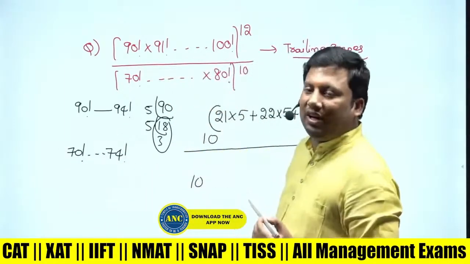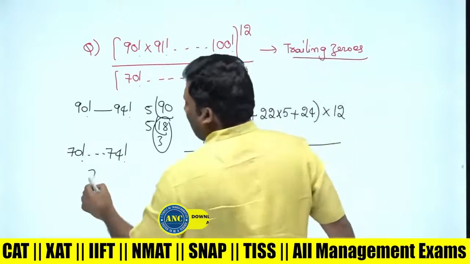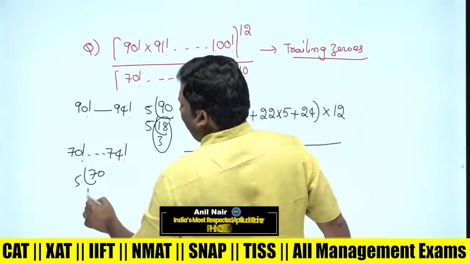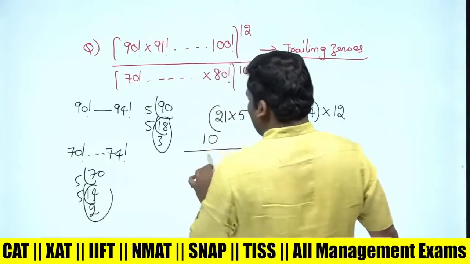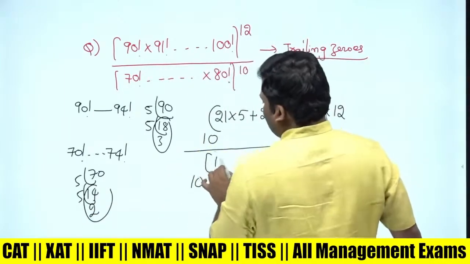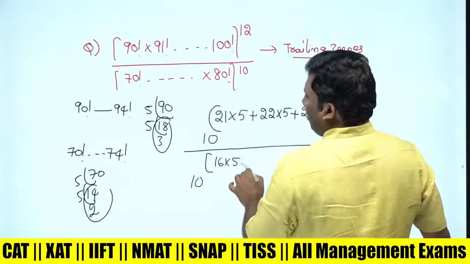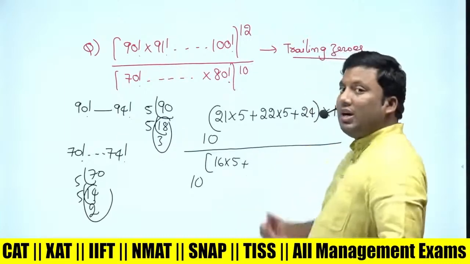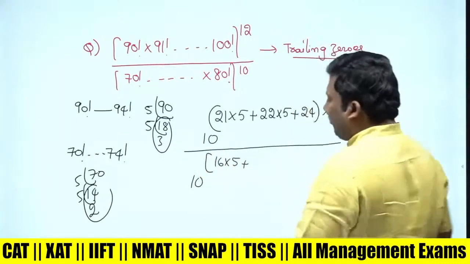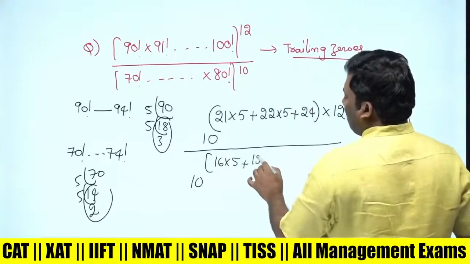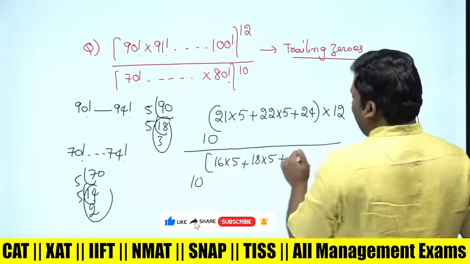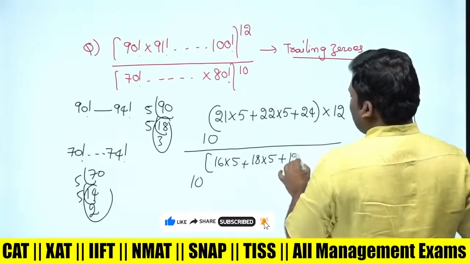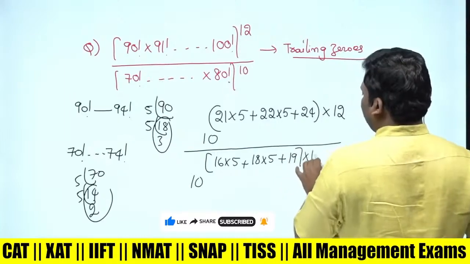70 factorial to 74 factorial. For 70 it will be 5 14s. And for the next one it is 2s. So this will be 16 into 5. 70 to 74. 75 is a multiple of 25. So 18 into 5. 80. 80 will be one more than that. It is 19 into 10.